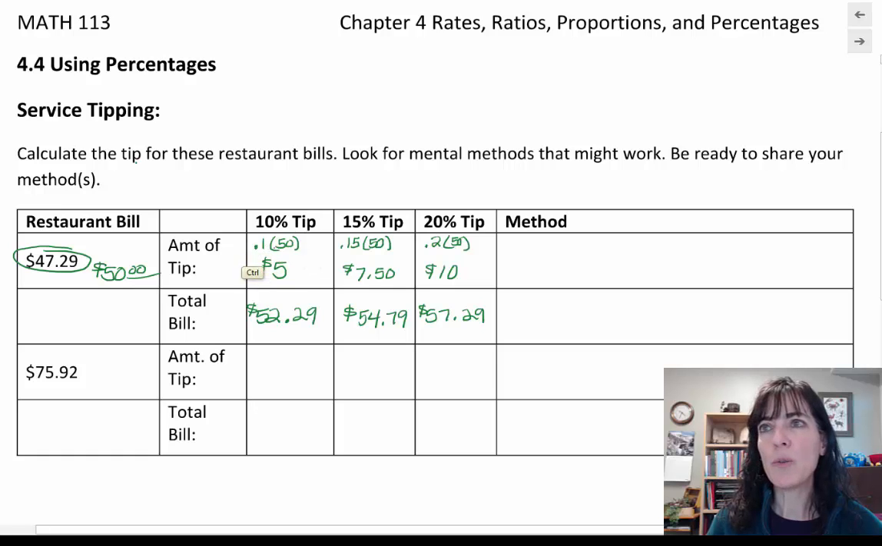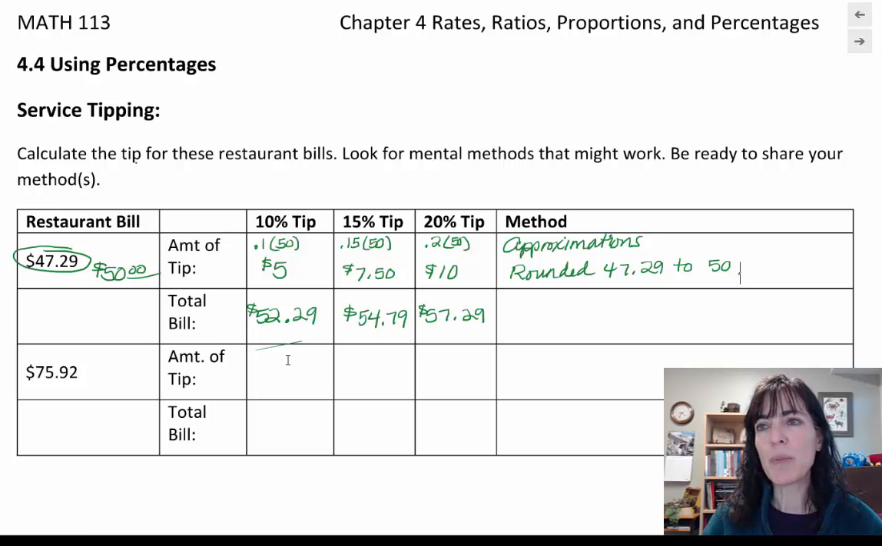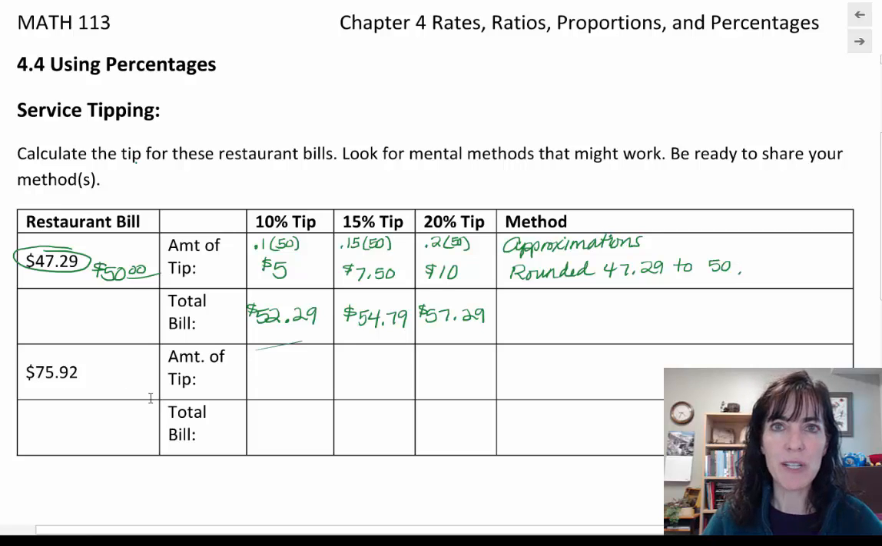For this, again, you can multiply it out by doing 0.1, which is 10% turned into a decimal, and then multiply it by the amount of the bill and get the tip amount. These are all approximations because the first thing I did was round the amount of the bill to something that was easy to work with, which was $50 in this case. So go ahead and pause and take a minute to do the next bill, restaurant bill of $75.92.